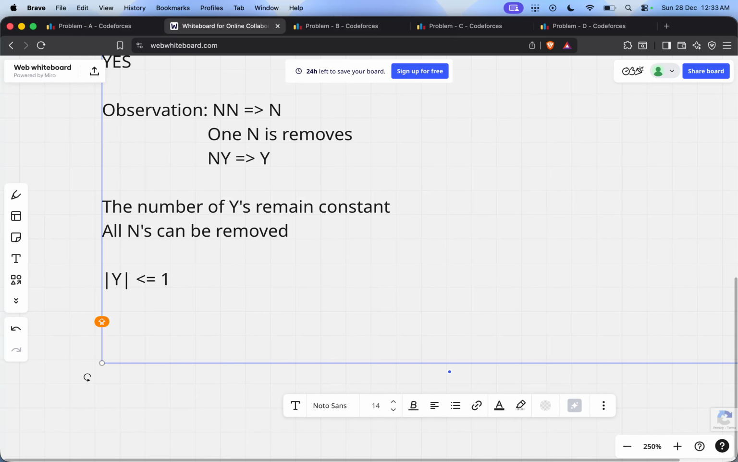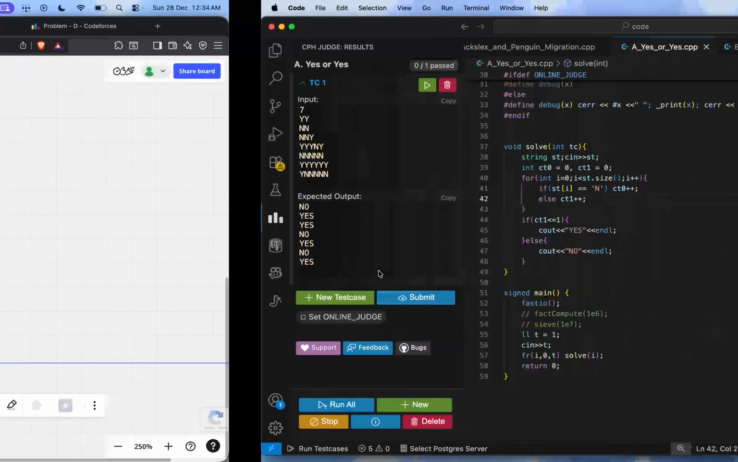So what is our final answer? If count of y is smaller than or equal to 1, output is yes, else output is no. Alright, so let's move to the implementation part now.